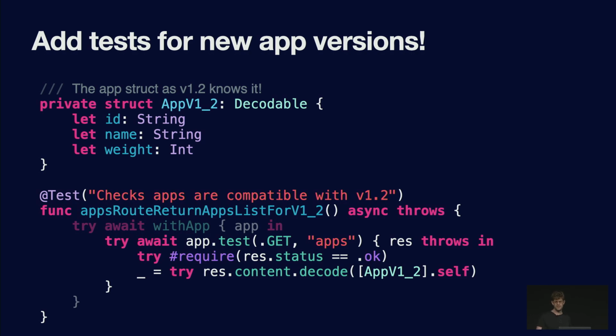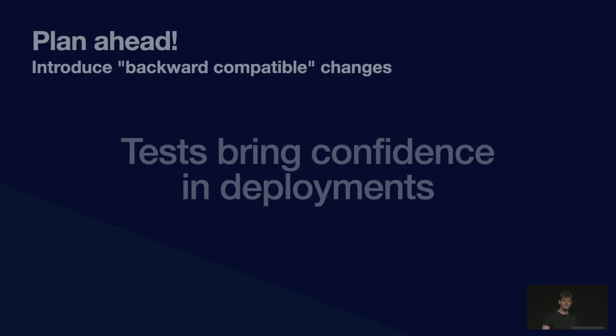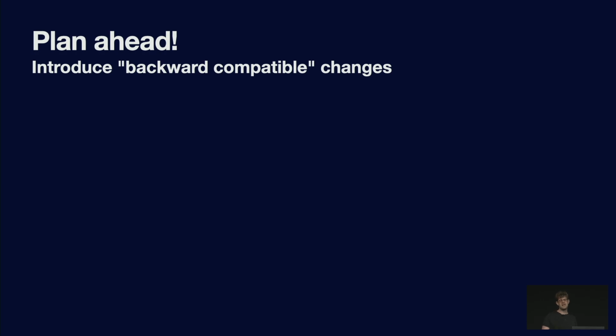And this is important because it will bring confidence to your deployments that you are not breaking all of your apps out there, as long as you run the tests before deploying. But obviously you do that, right? To prevent backward incompatible changes, you can also plan ahead and see what's good for not breaking stuff.